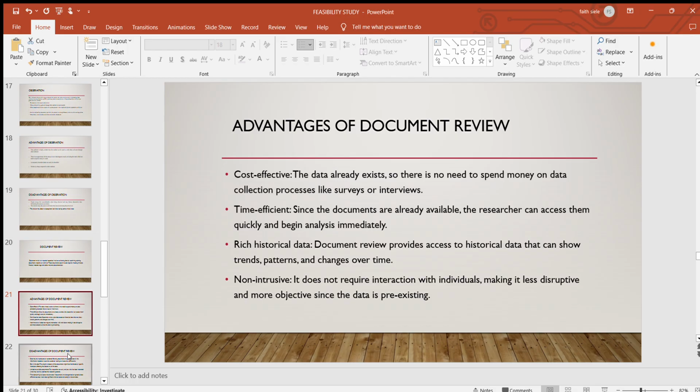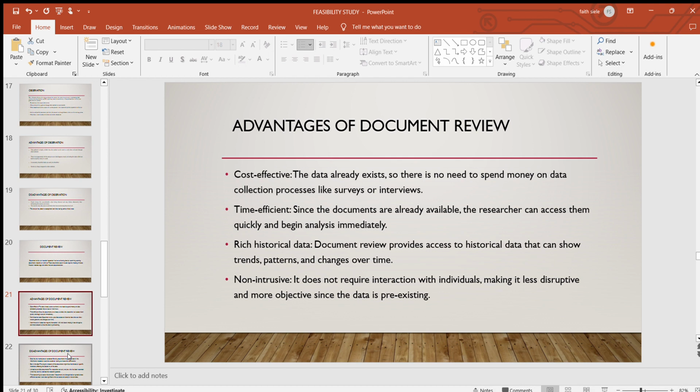What are some of the advantages of document review? The first one, it is cost effective, whereby the data already exists, so there is no need to spend money on data collection processes like the use of surveys or interviews. It is also time efficient since the documents are already available, so the researcher can access them quickly and even begin analysis immediately. It has rich historical data, whereby document review provides access to historical data, which can show trends, patterns and the changes which are made over time.